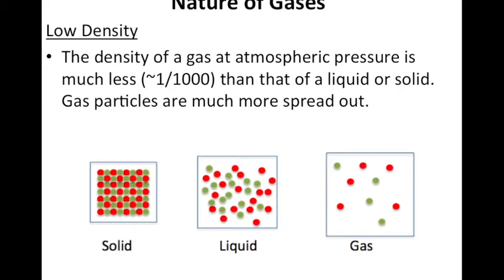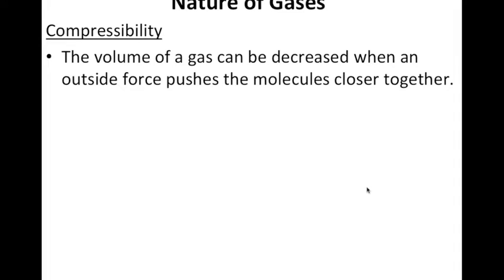Remember, density is mass per volume, and for this unit we can just think of it as particles per volume. So in a given amount of space, how many particles are you going to find there? If you find less, it's a lower density.